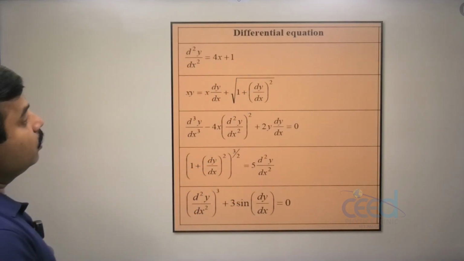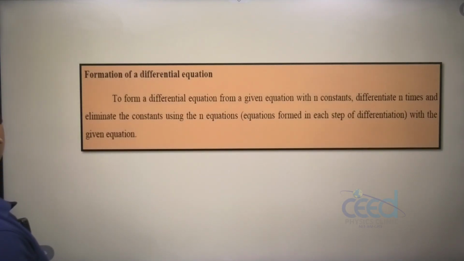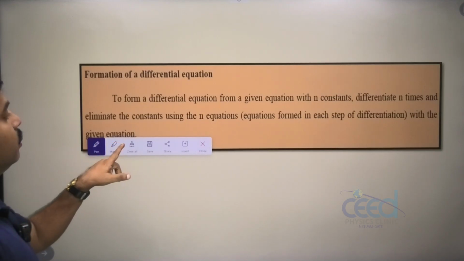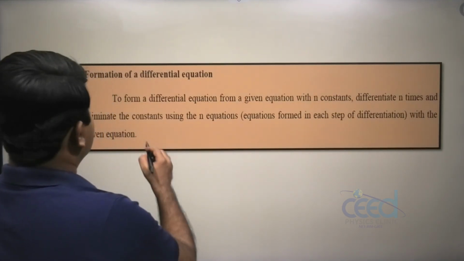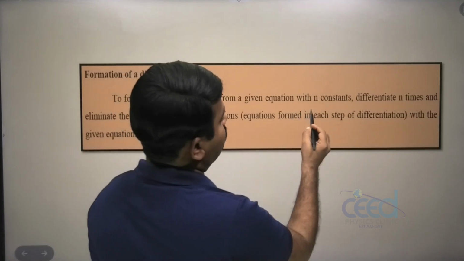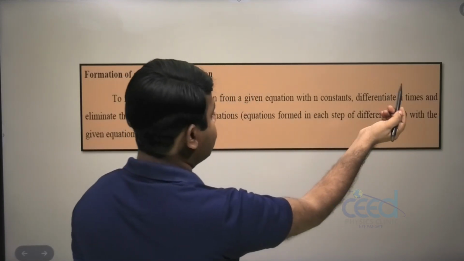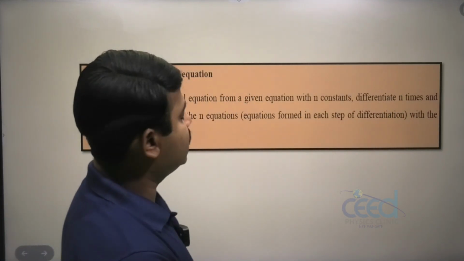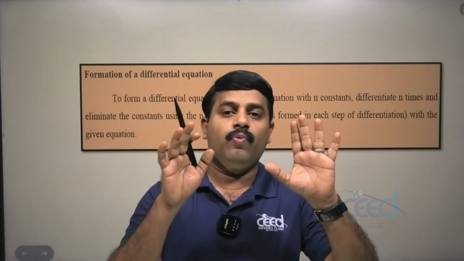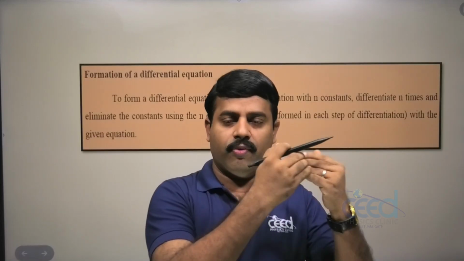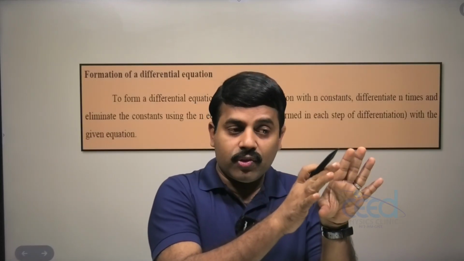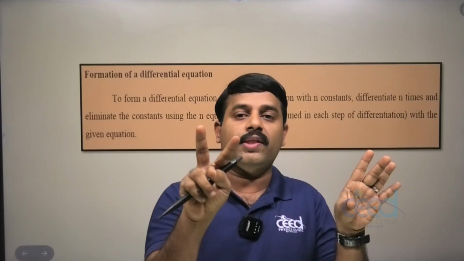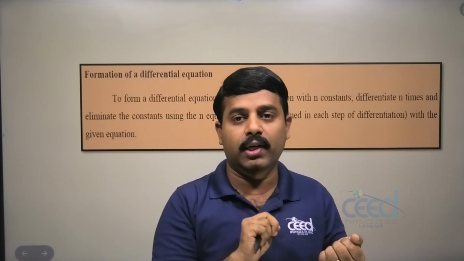Now let us go to another section: formation of a differential equation. To form a differential equation from a given relation with n constants, differentiate n times. So this is the condition. Suppose the given data consists of two constants, then you have to differentiate 2 times, and only then can you eliminate those constants.